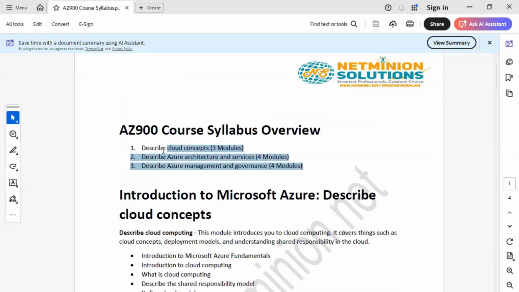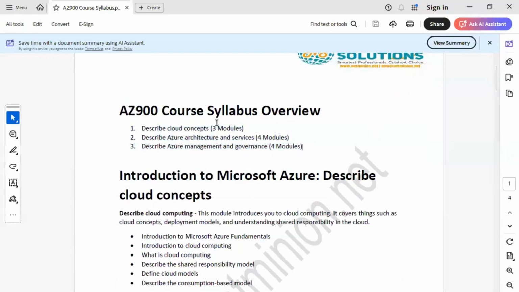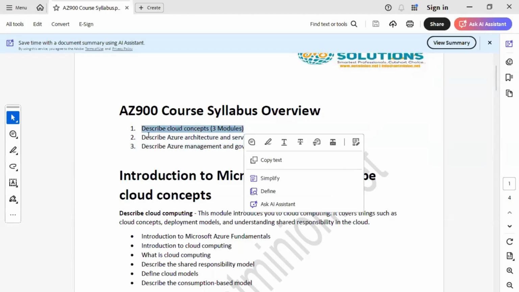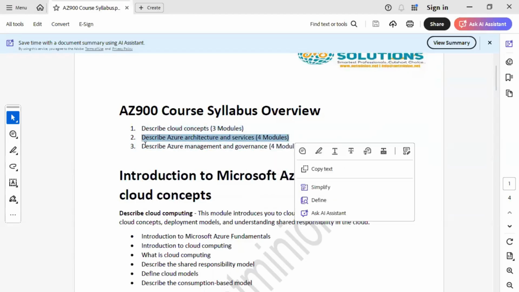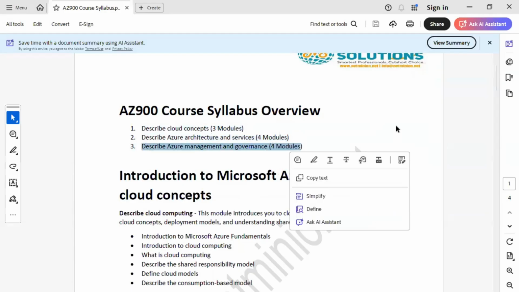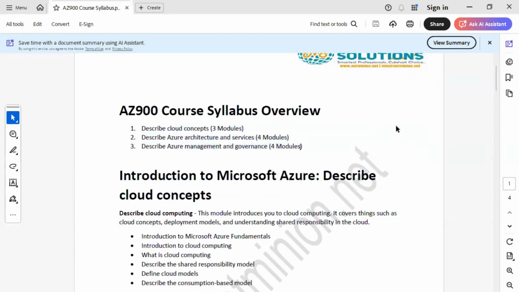It has three main modules, or you can say three units. In the first unit, there are three modules. In the second unit, there are four modules. And in the third unit, there are four modules. Hopefully, everything will be covered soon. It should not take much time, but it depends upon our speed, our grasping power, and our classes.